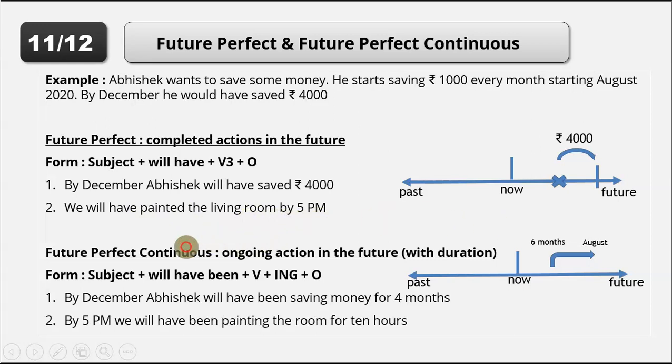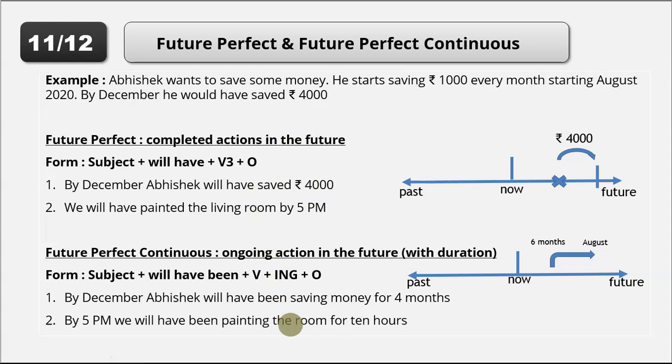Now the same statement, if you come down out here, by 5 p.m. we will have been painting the room for 10 hours. Right? So when we look at 5 p.m. in the future, we will have been painting the room for 10 hours. Now the focus here is on the time, which is 10 hours, and the focus here is on painting. So I hope it is very clear when to use future perfect and when to use future perfect continuous.